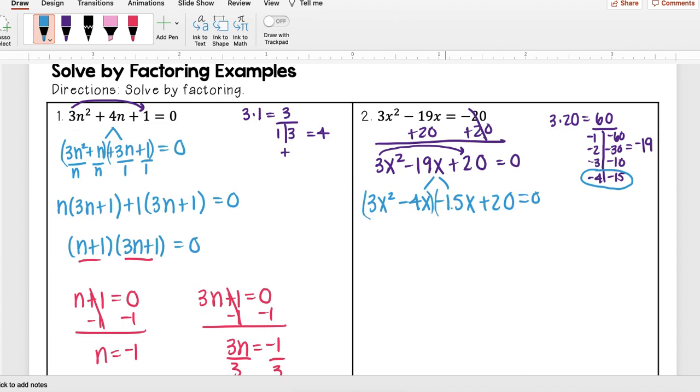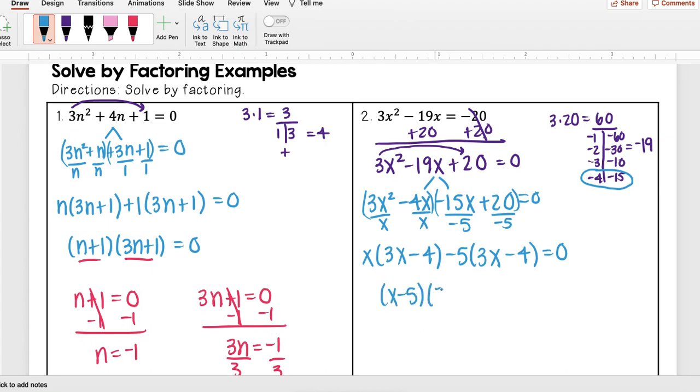I'm going to factor by grouping. My GCF in my first pair is x. My GCF in my second pair is going to be negative 5, because again, I don't want that first term to be negative. 3x squared divided by x, I get 3x. Negative 4x divided by x, I get negative 4. Negative 15x divided by negative 5, I get 3x. 20 divided by negative 5, I get negative 4. And so I have x minus 5 times 3x minus 4 is equal to 0.